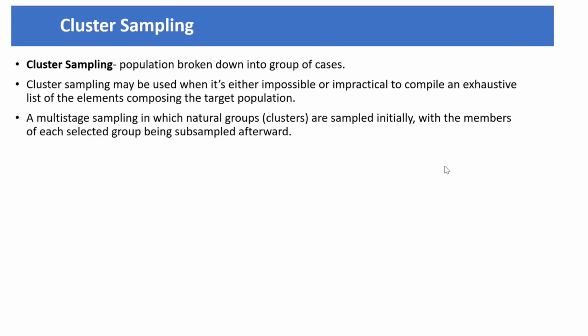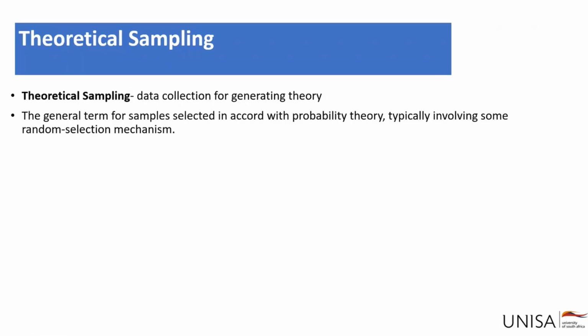So a multi-stage sampling in which natural groups, or what you call clusters, are sampled initially, with the members of each selected group being sub-sampled afterwards. So you sample them together, you put them together as clusters. You've already done the sampling, and you then go back and sub-sample those members of the selected group. So you go back to each cluster and you sample them again. So that's the cluster.